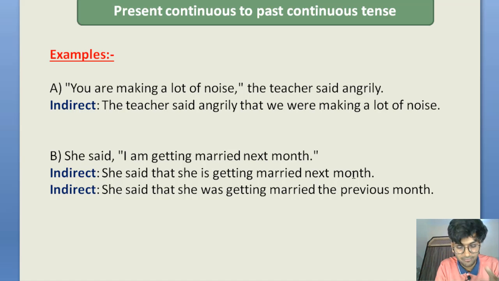But if the next month is over, let's suppose I am narrating the message on 25 October, so the month is in the past, now I have to backshift the tense. She said that she was, who is "I"? She was getting married the next month, the previous month. Now this is also going to change. Next month becomes the previous month.